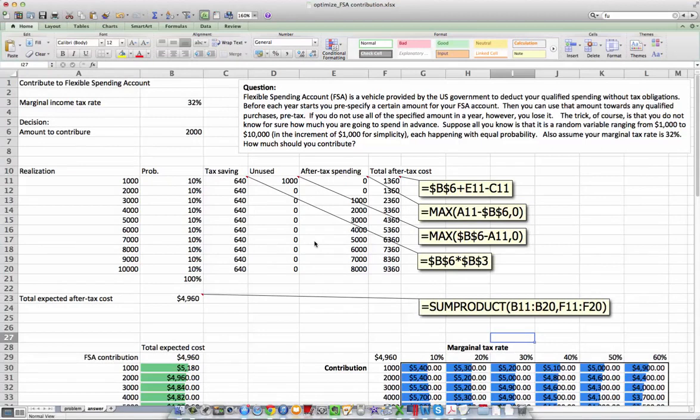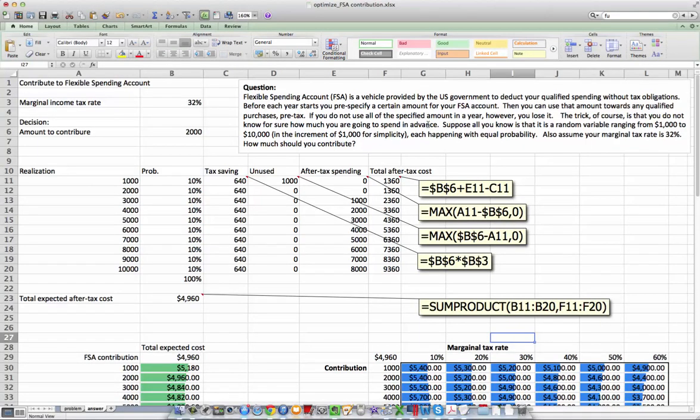Many of us are familiar with the flexible spending account, also called FSA. It is basically a vehicle provided by the government to deduct your qualified spending without tax obligations. But the trick is you have to decide how much money to contribute before each year starts, and you cannot change after that. Moreover, if you do not use all of the specified amount, you lose it.